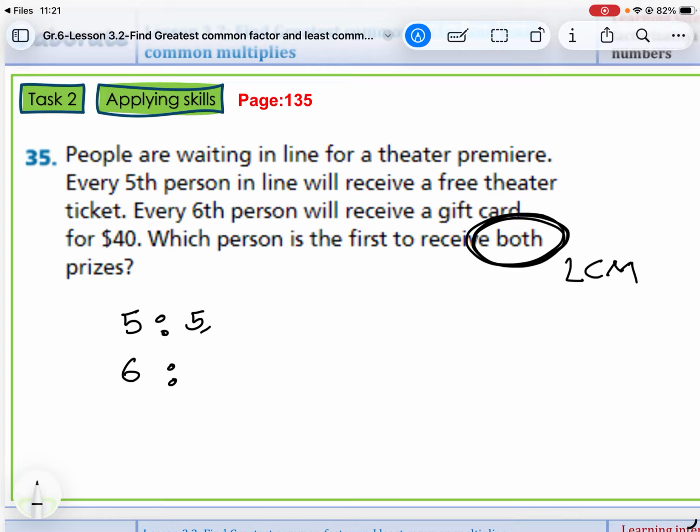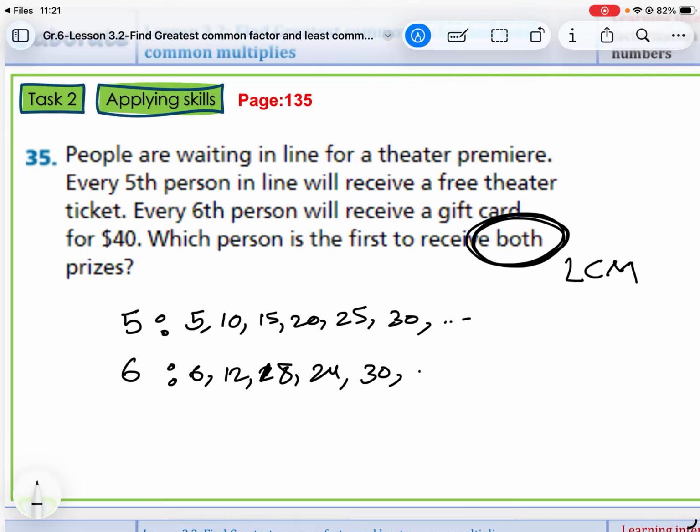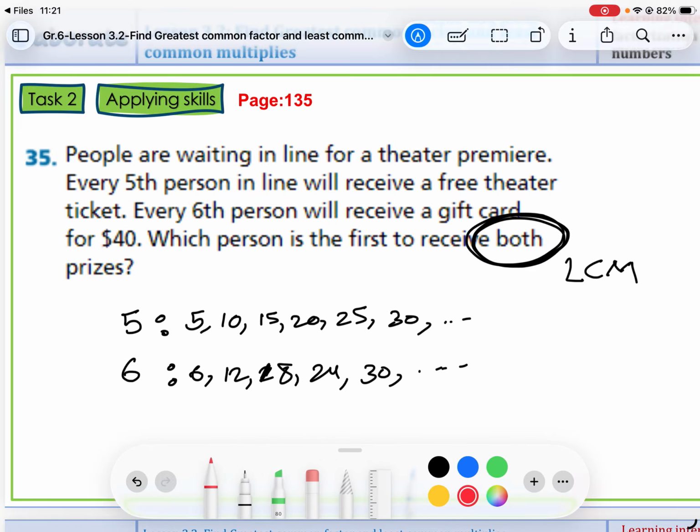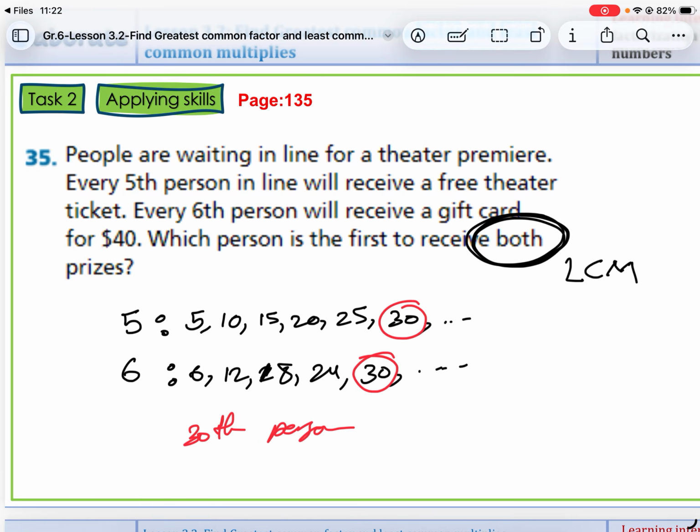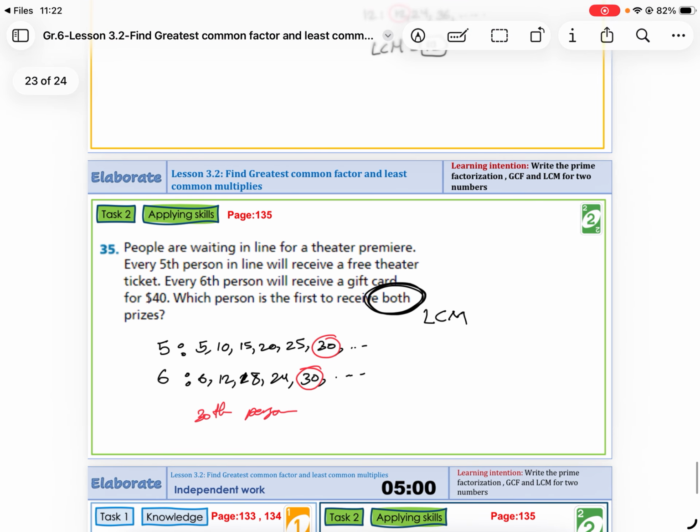So 5, 10, 15, 20, 25, 30, and so on. 6, 12, 18, 24, 30, and so on. Obviously, the least common multiple is 30. So that means our 30th person is the one who's going to be receiving both gifts. He's the lucky winner. Okay?